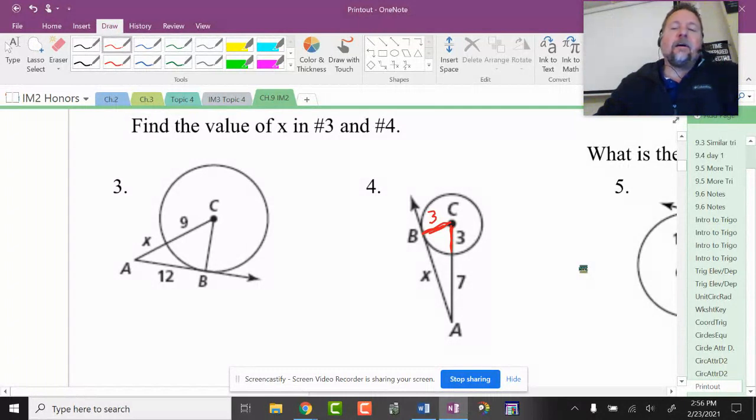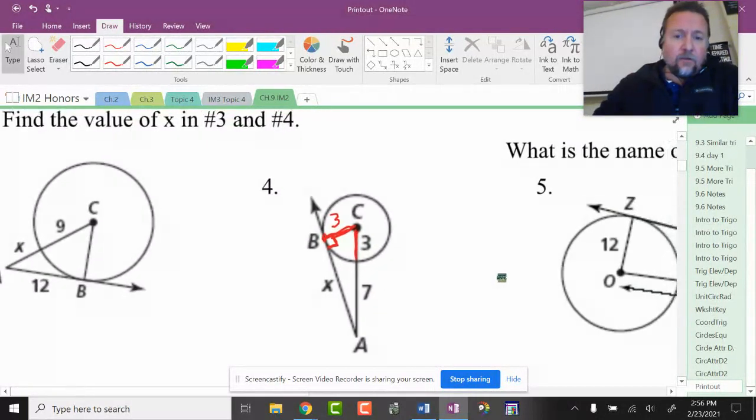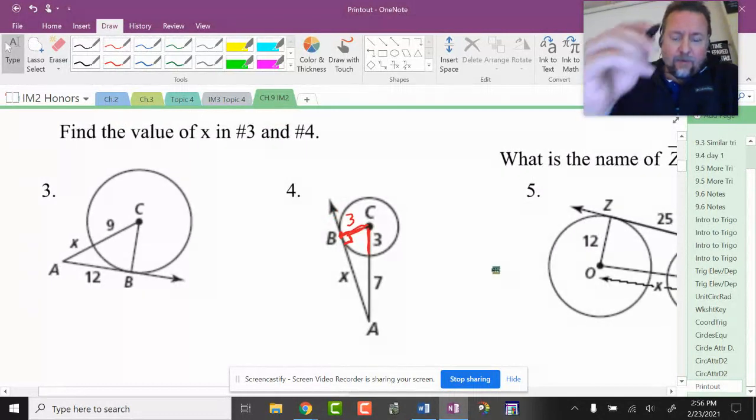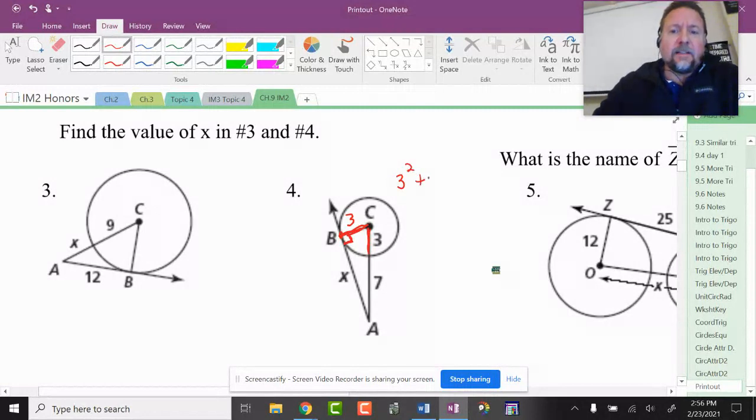But anyway, that's a radius as well. So you find that missing part by knowing that's a radius. And then what we mentioned today, that this is a right angle at a point of tangency with a radius. So lo and behold, I have a right triangle, and therefore I can use the Pythagorean theorem. I'm not going to solve it, but I will set it up. 3 squared plus x squared, the two legs squared, equal the whole hypotenuse squared, which is 10 squared.